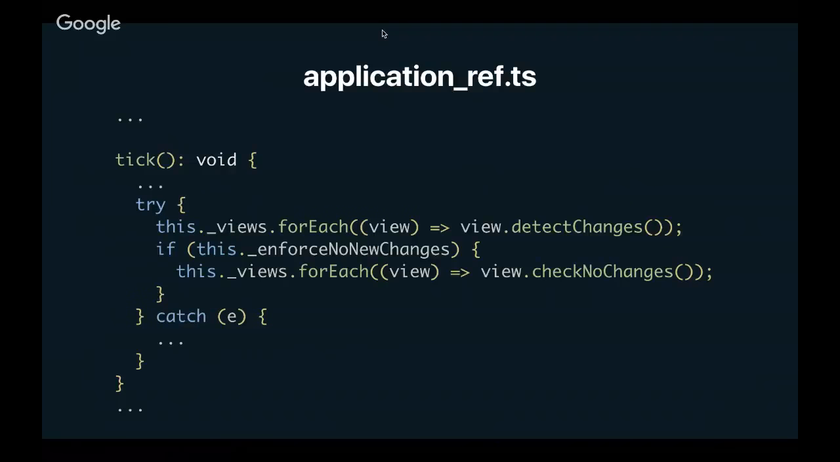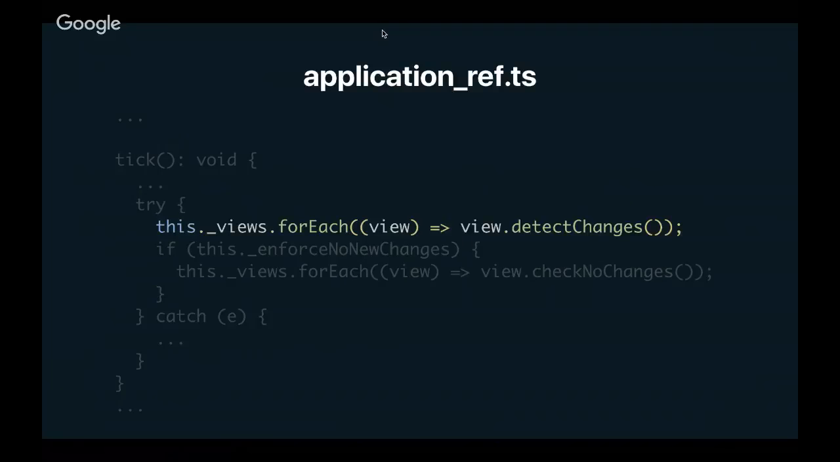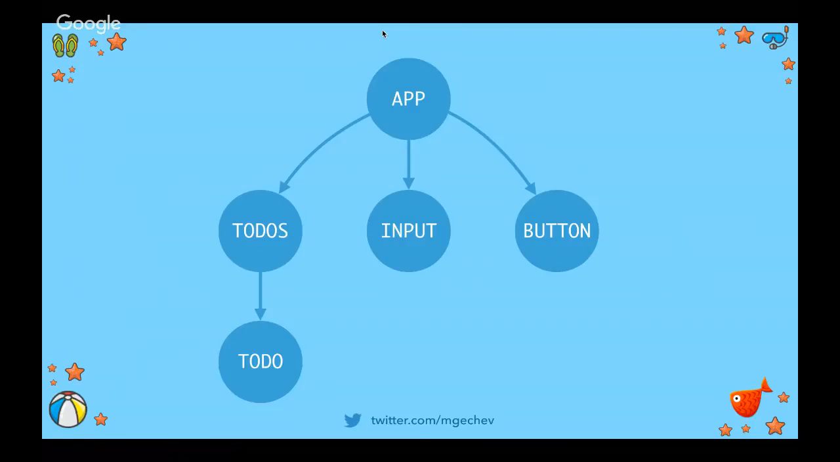We're just running a loop on top of all the different top-level views in our application, and we're invoking their detect changes method. So that's the line of code that we're actually interested in right now. We're just looping over a collection of views and invoking their detect changes method. This might still not be completely clear, so let's take a look at this picture here.